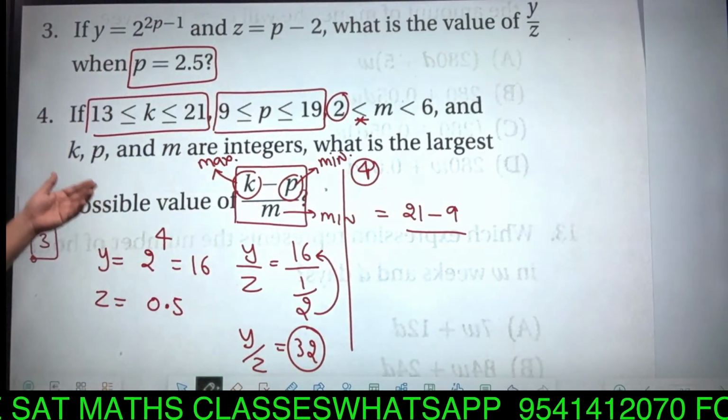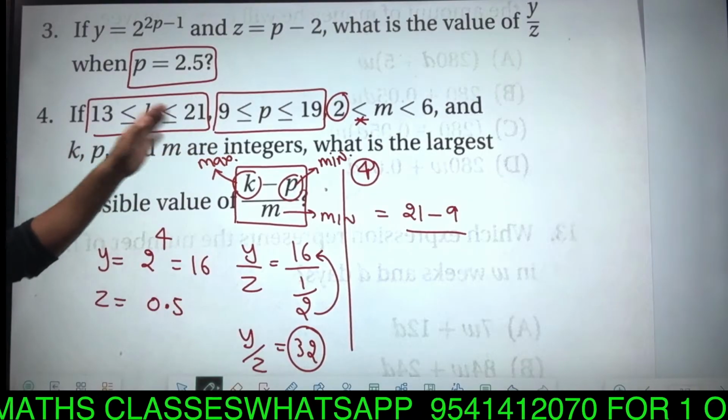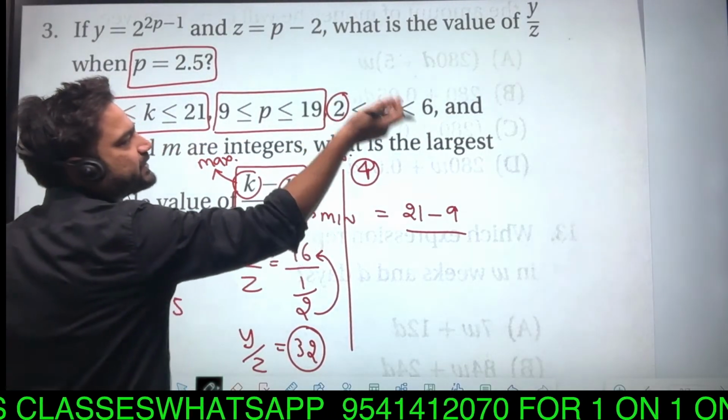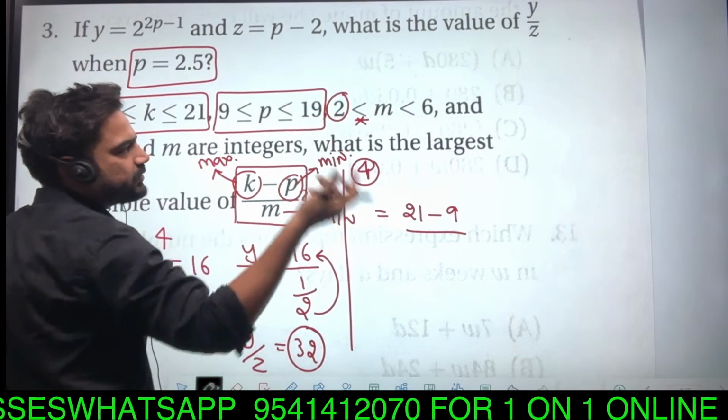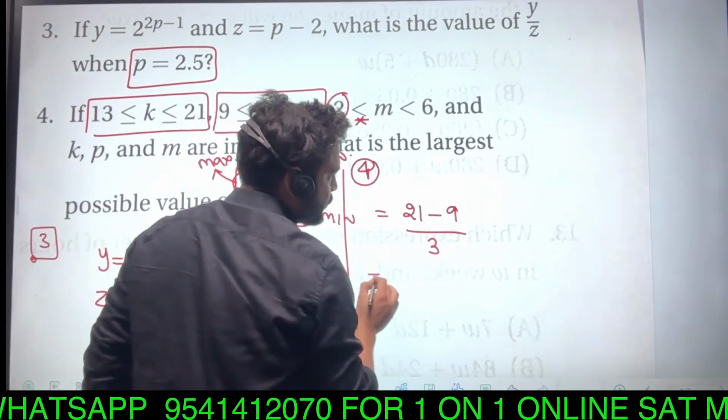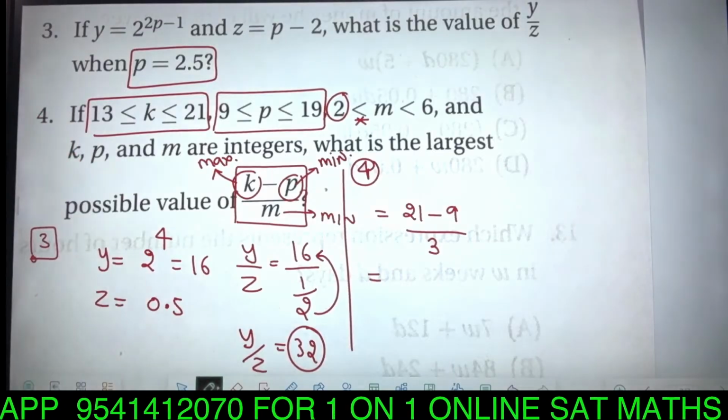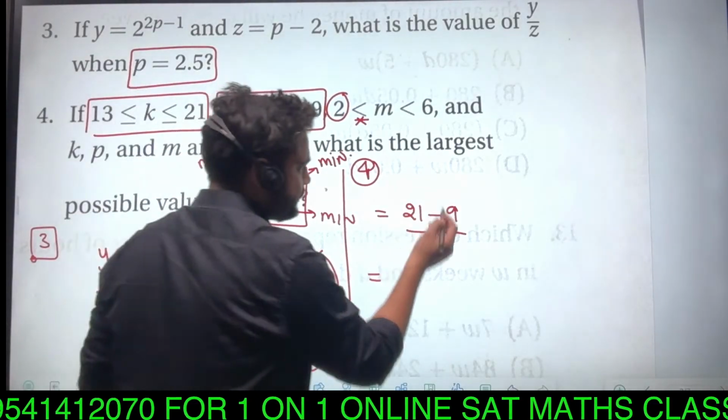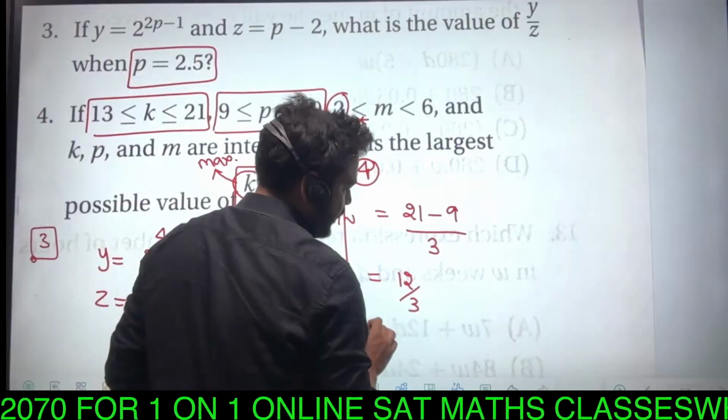I think they are integers. K, P and M are integers. If they are integers, then what is the next integer that is more than 2? The integer will be 3, so it will be 3. So 21 minus 9 upon 3, and the answer will be 12 by 3, and the answer will be 4. So 4 is our answer.